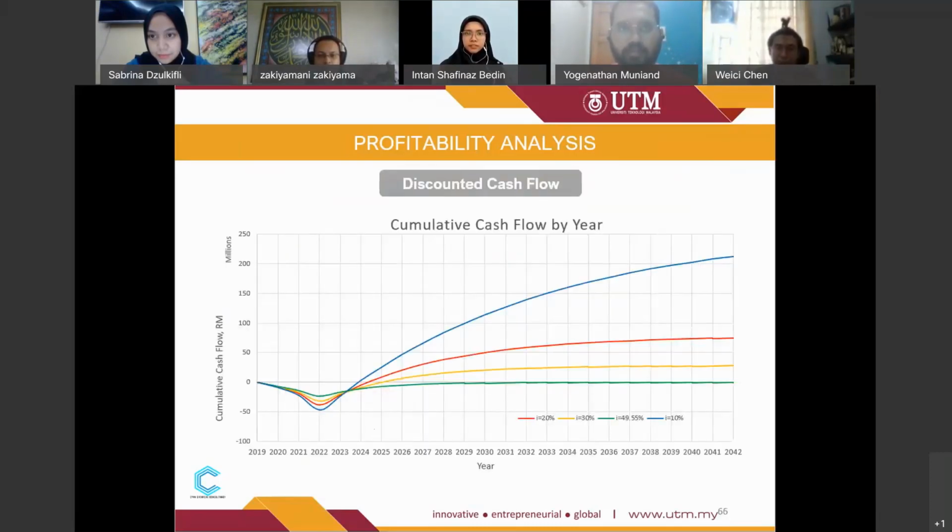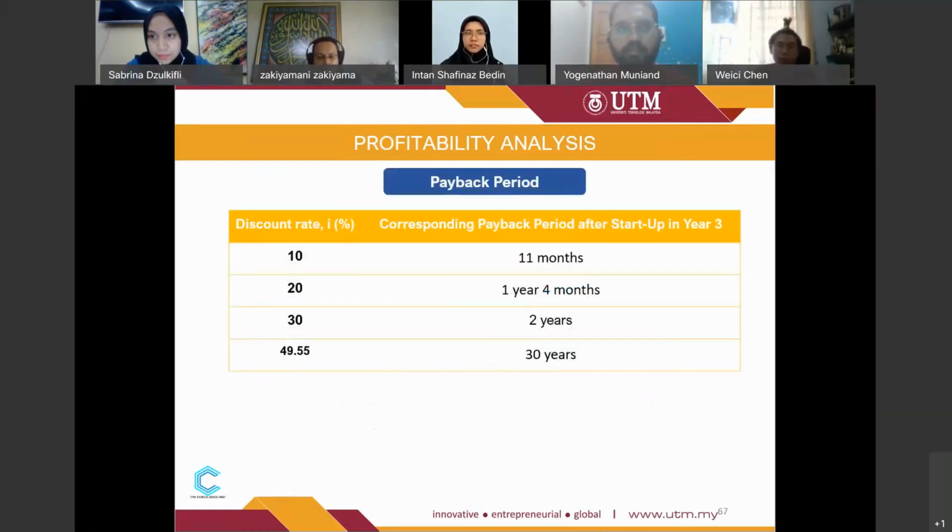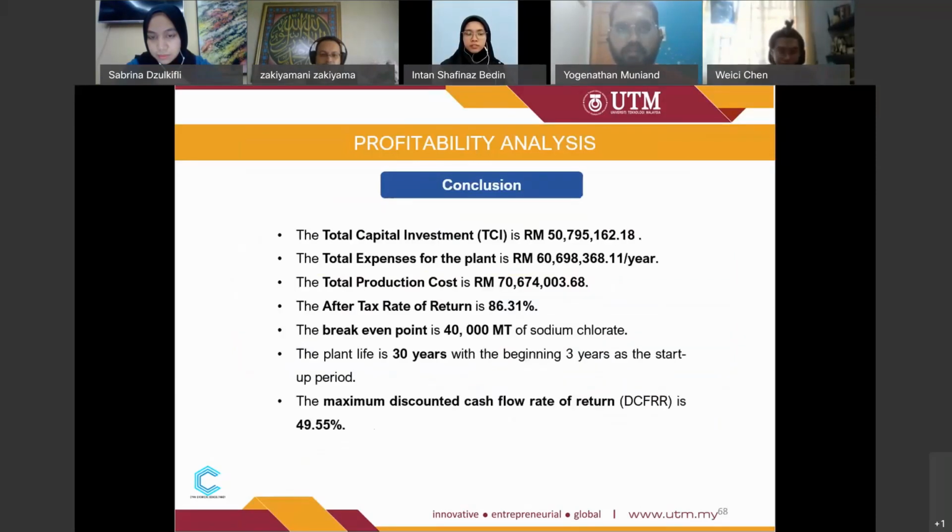And this is the graph of the discounted cash flow by using 10%, 20%, 30%, and also 50% for the discount rate. So based on different discount rate, we have the corresponding payback period after startup in year 3. 10% will be 11 months, 20% will be 1 year and 4 months, 30% will be 2 years. And the 49.55% is the maximum allowable discount rate, which is also known as the internal rate of return.